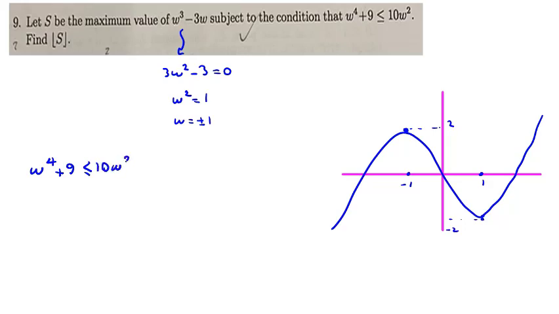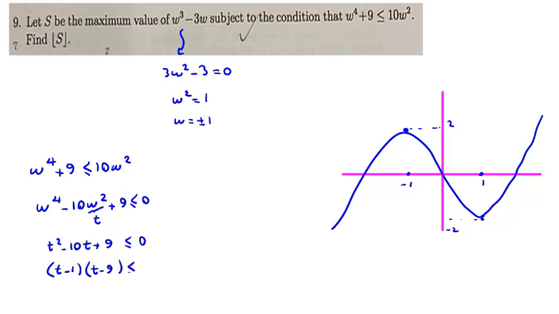Now it says W to the fourth plus 9 is less than or equal to 10W squared. If we take it to the left side, it is equivalent that it is less than or equal to 0. Consider W squared equal to T. Then T squared minus 10T plus 9 is less than or equal to 0. So (T minus 1)(T minus 9) is less than or equal to 0. So we conclude that the roots are 1 and 9.